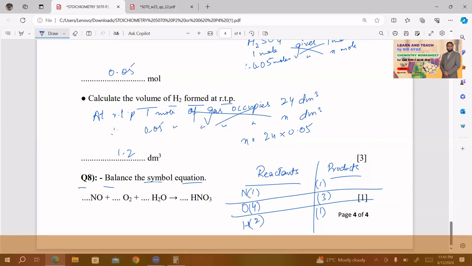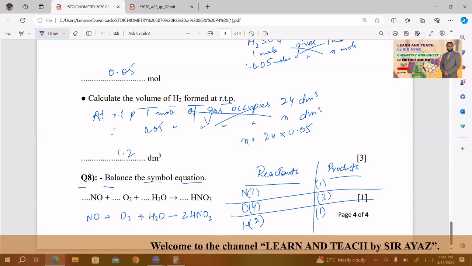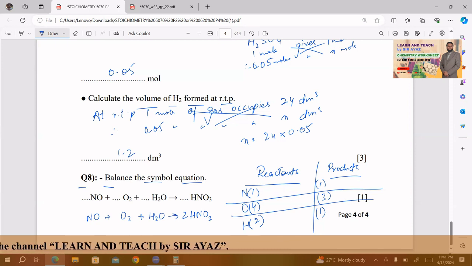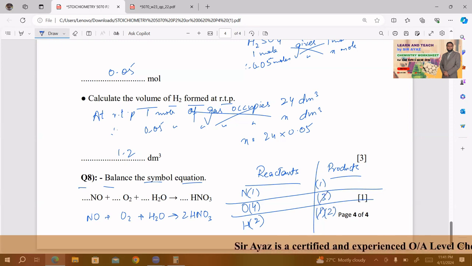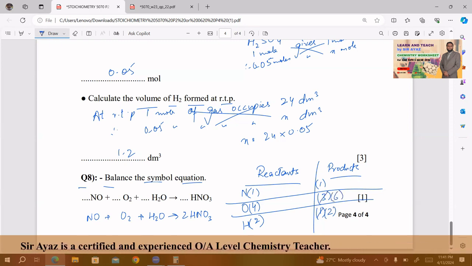So let's start balancing oxygen. On the product side, we can't get 4. What if I place 2 before HNO3? We have NO plus O2 plus H2O gives 2HNO3. Now let's count the number of atoms of each on the product side. We have 2 hydrogen atoms. What about oxygen? 2 times 3 is 6. We have 6 oxygen. Nitrogen becomes 2.